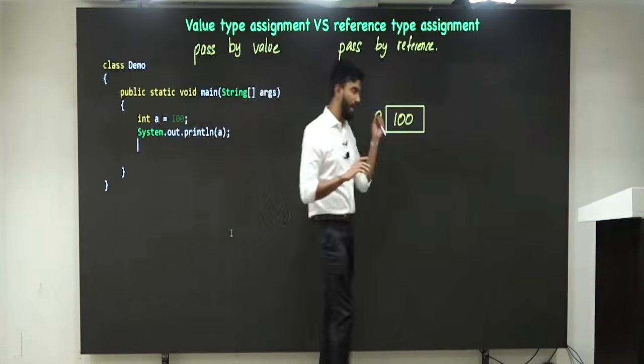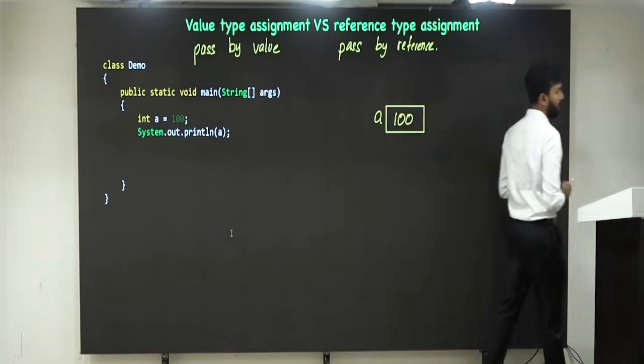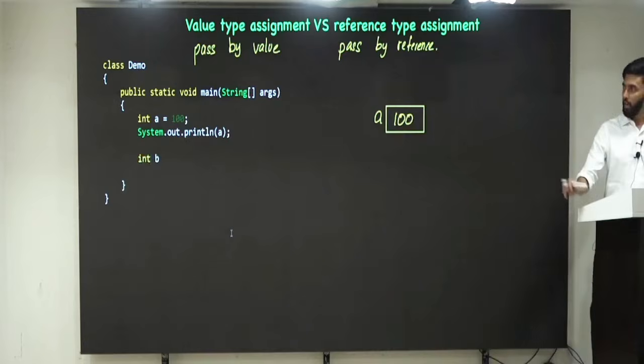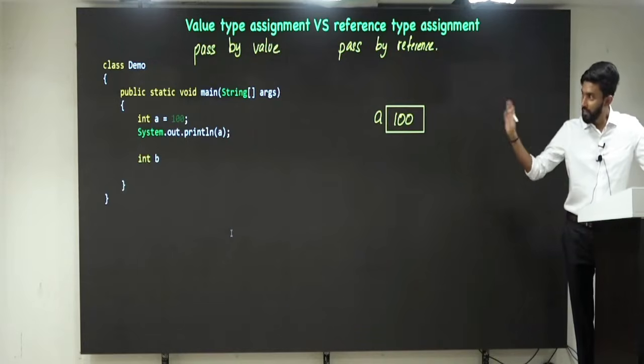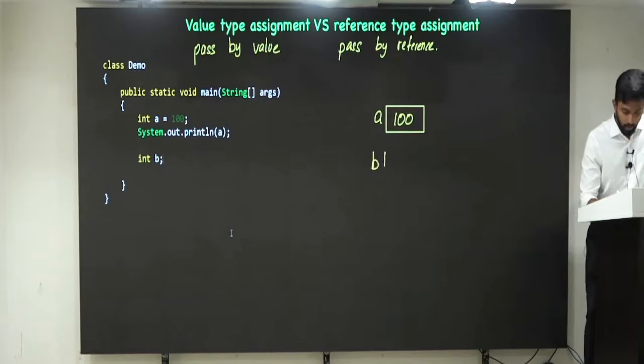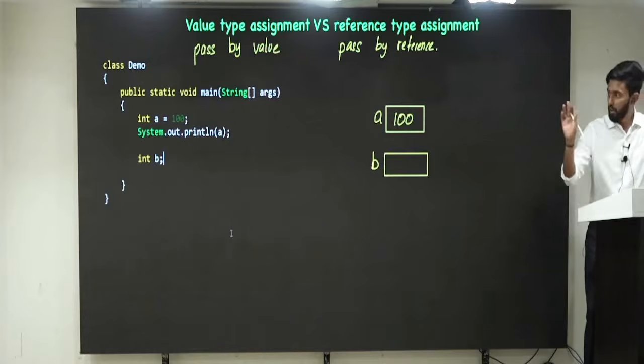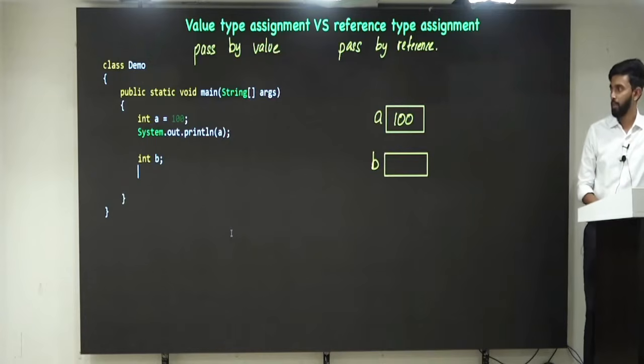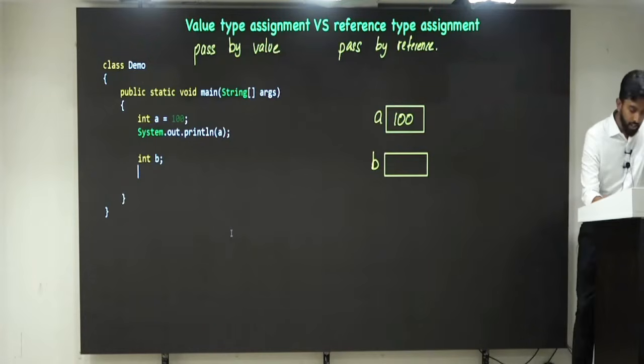Very good. Now, next line, int B. Clear? Put semicolon. Nothing I am putting inside it, which means this is B. Nothing is there inside B. Now watch it. Press enter. Whatever is inside A, I am going to assign it to B.